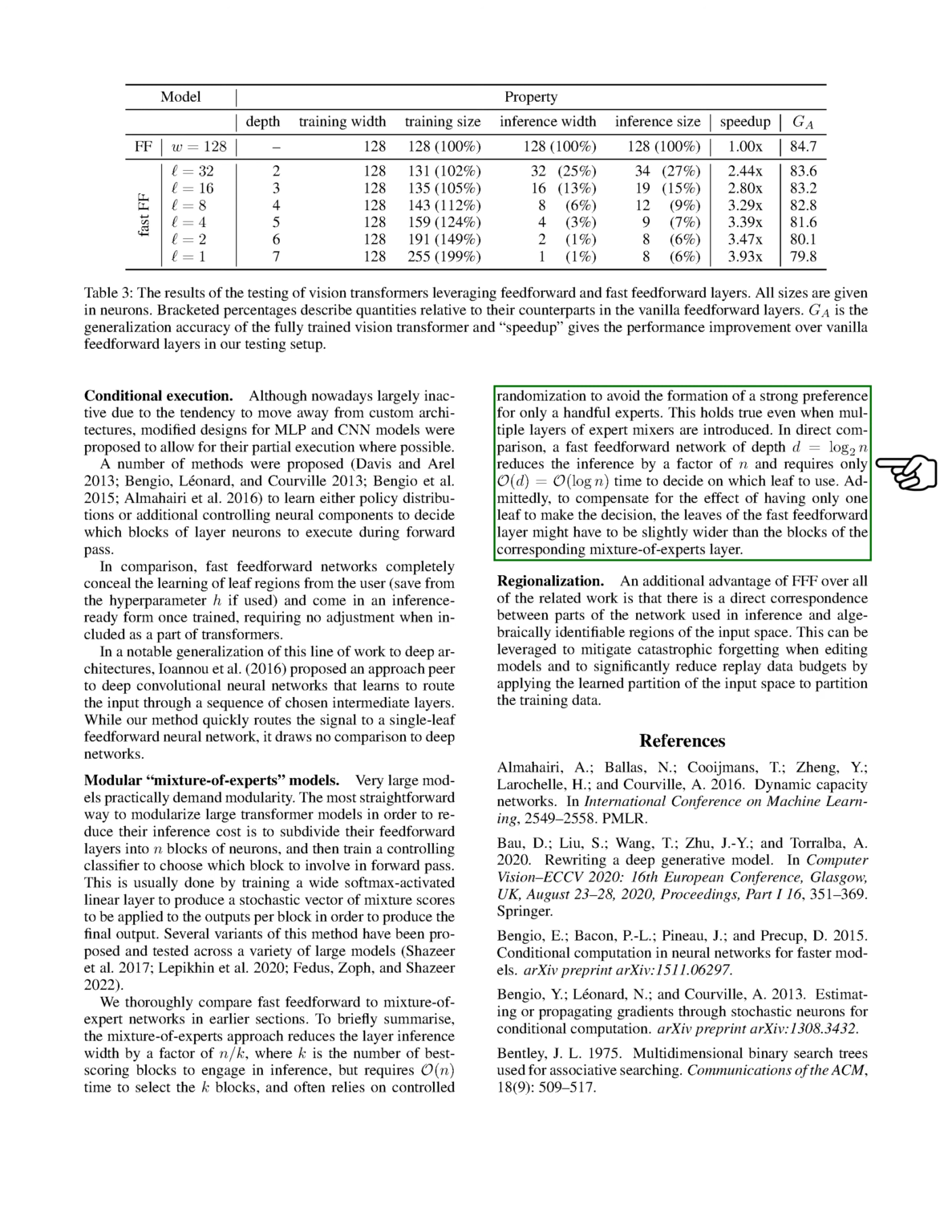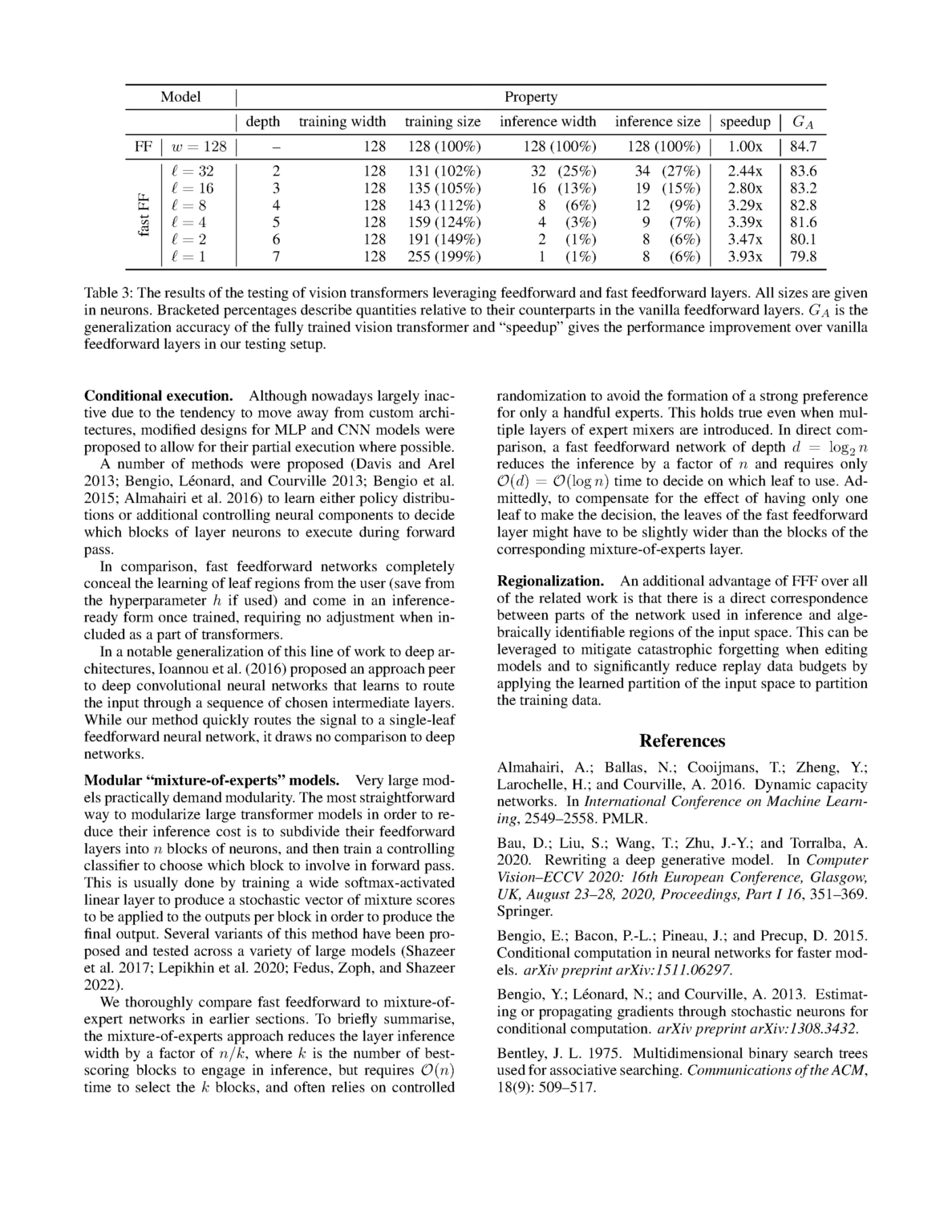On the other hand, a fast feed-forward network of depth d, where d is the base 2 logarithm of n, reduces the inference by a factor of n and only requires time proportional to d, or the base 2 logarithm of n, to decide which leaf to use. However, to compensate for having only one leaf to make the decision, the leaves of the fast feed-forward layer might need to be slightly wider than the blocks of the corresponding mixture of experts layer.